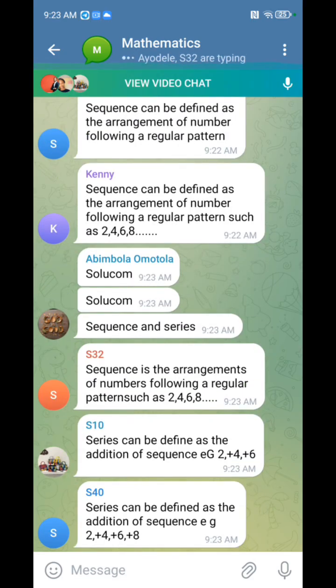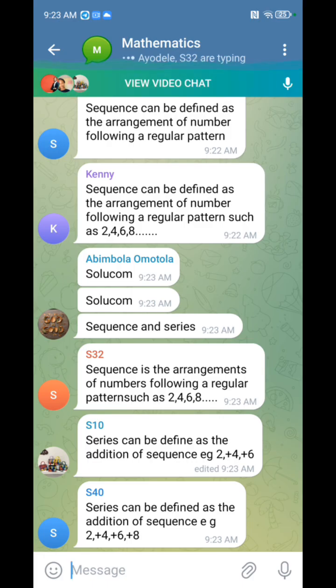Correct. Now, the first thing I want to define is what is a regular pattern. What can I do to 2 to give me 4? What can I do to 4 to give me 6? What can I do to 6 to give me 8? That which I do is the regular pattern, because 2 plus 2 will give me 4, 4 plus 2 will give me 6, 6 plus 2 will give me 8. That 2 that we are adding is called the regular pattern, the addition of 2.